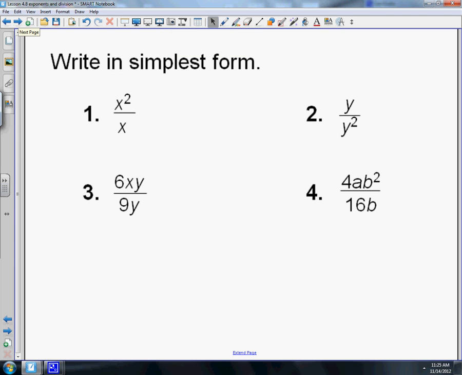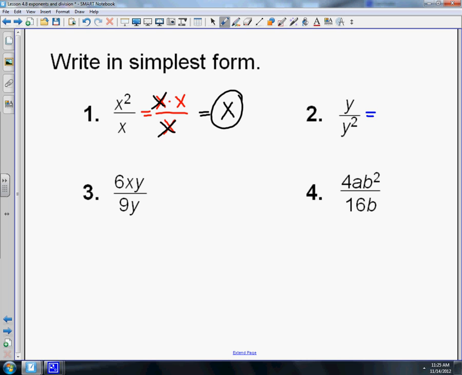All right, so now here's what you have to do in this lesson. It says write in simplest form. So just like we just did, what I want you to do is I want you to write it out, x times x divided by x, and then I want you to cancel out. So this one cancels out this one, so you're just left with x. So try the next 3, and then we will correct.